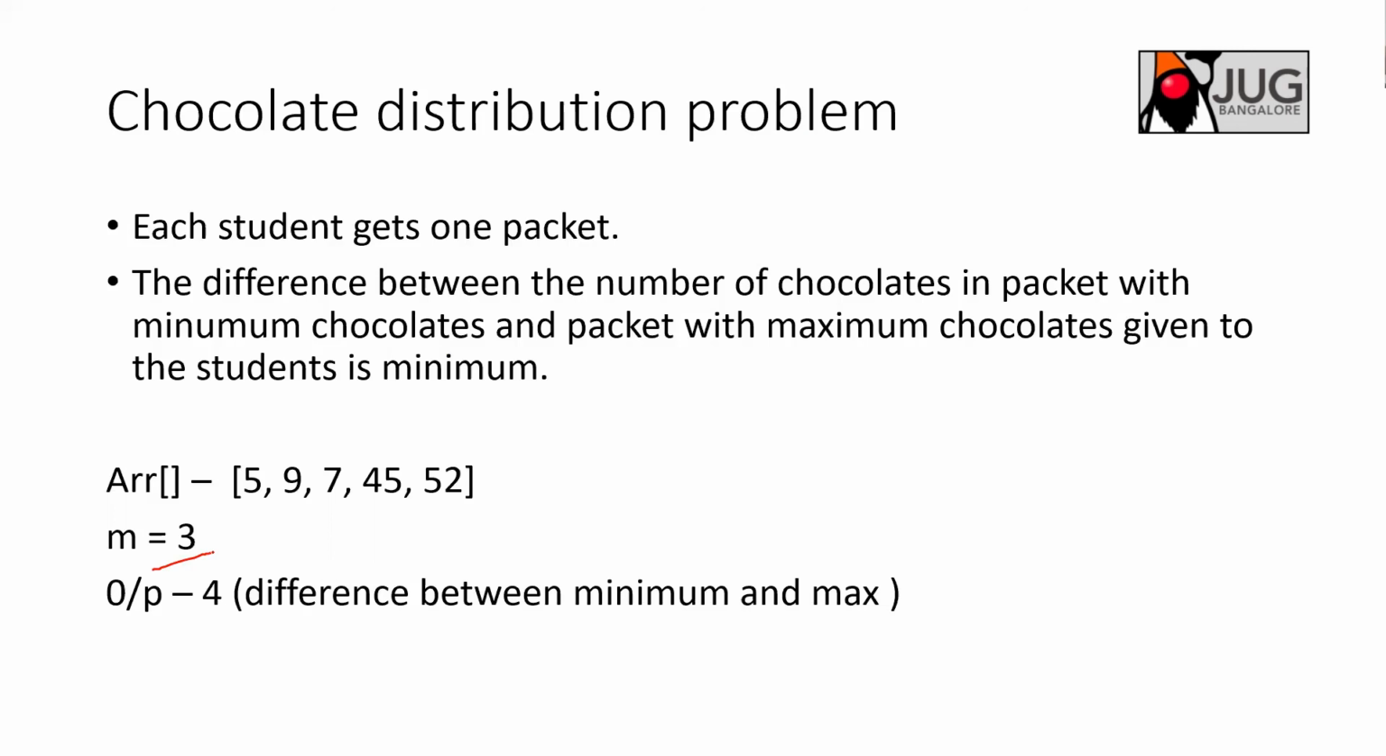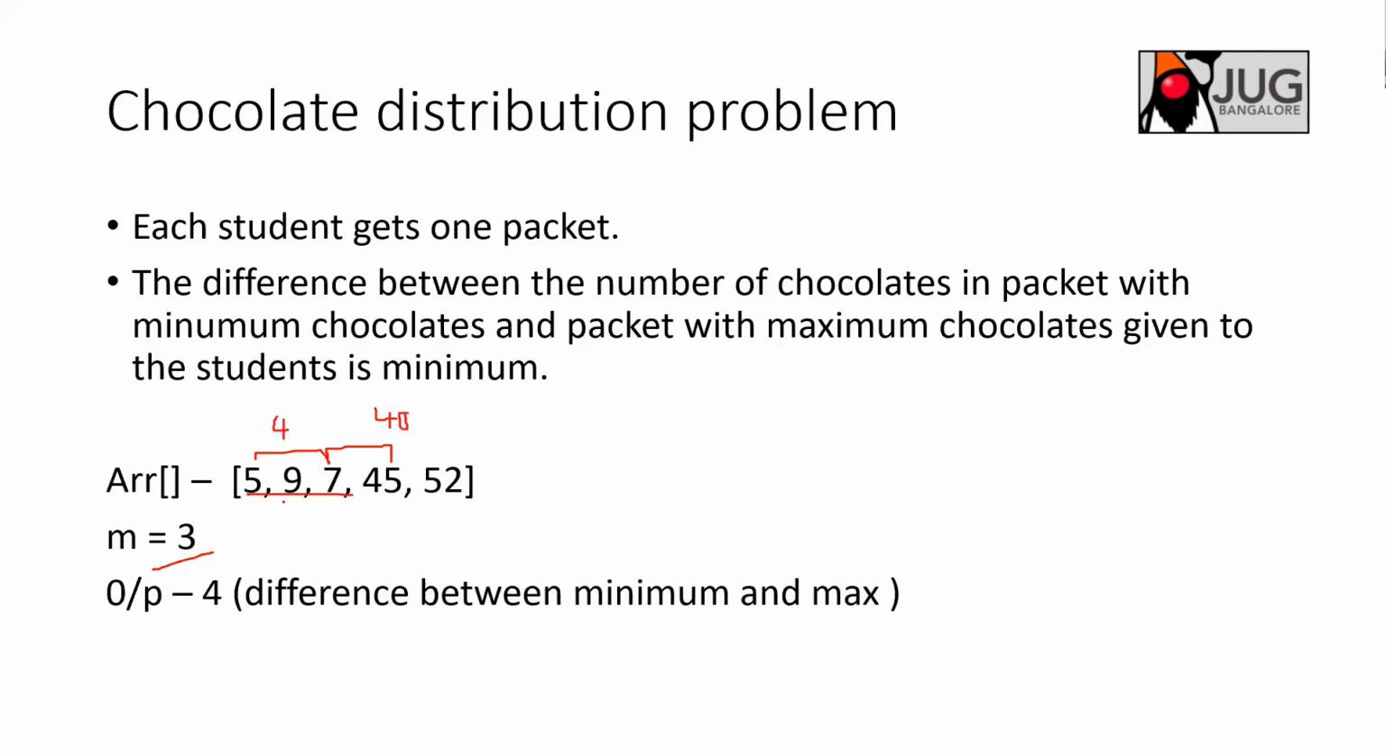One packet needs to be distributed to each, making sure that the difference between the minimum and the maximum is the lowest. For example, if I select these 3 packets and give them to the students, one may get 5 and one may get 9. So the difference will be 4 here. Let's see if I selected 5, 7 and 45, these 3 things. One student may get 5, another may get 7, so the difference is 2, that is fine, but one may get 45. The person who got 5 and the one who got 45, the difference is 40. That is very huge. I should try to avoid this. I should take the minimum difference.